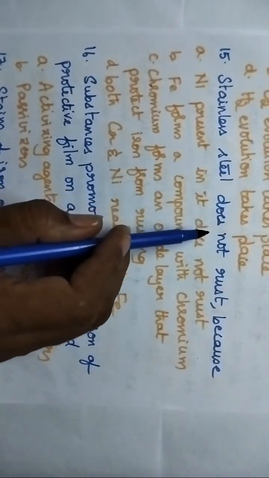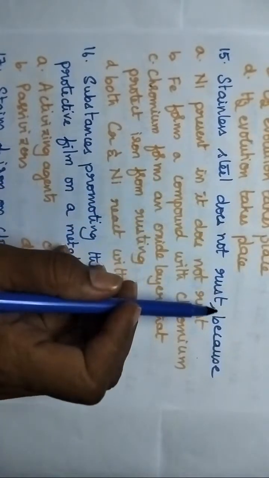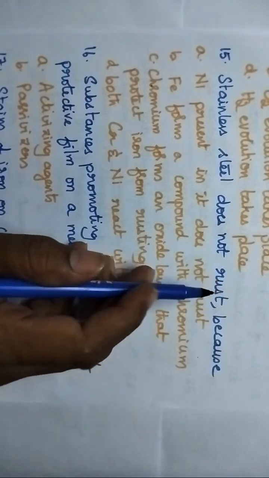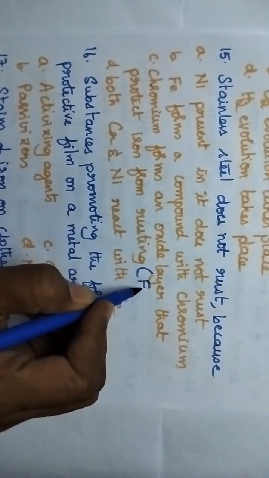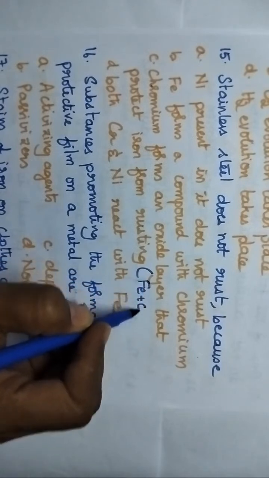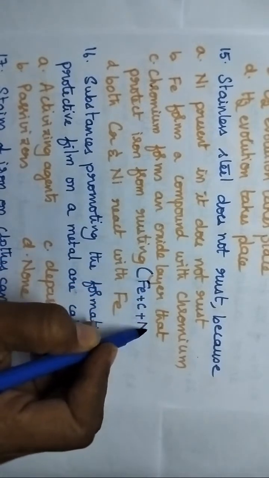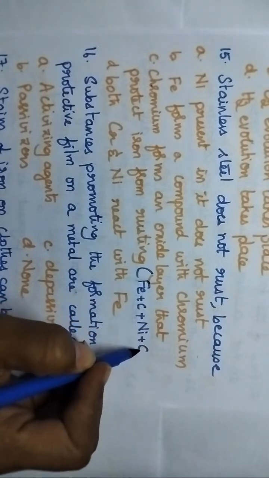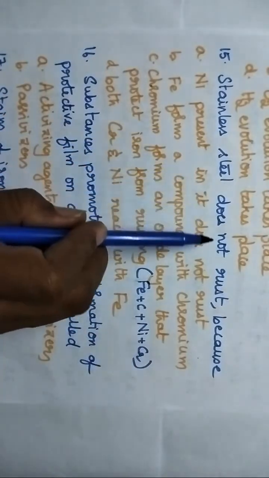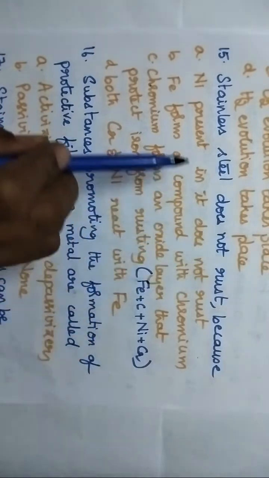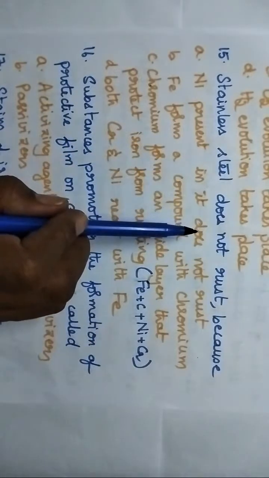Stainless steel does not rust because here you must know the composition of stainless steel. Steel means iron plus carbon. Stainless steel means nickel and chromium will be added. So stainless steel does not rust. So stainless steel will not undergo rusting.